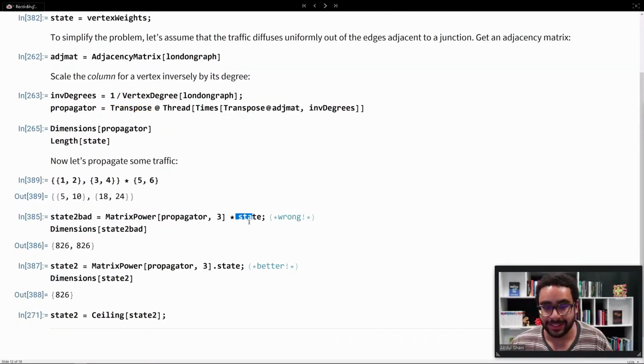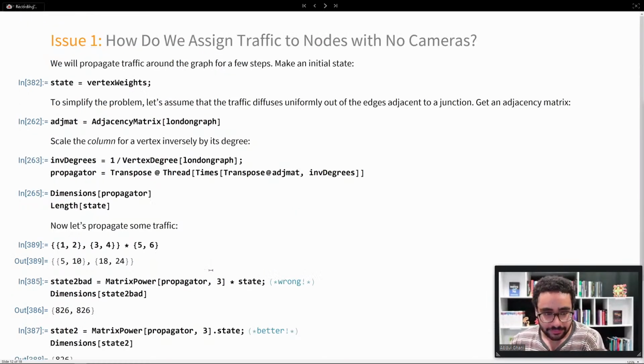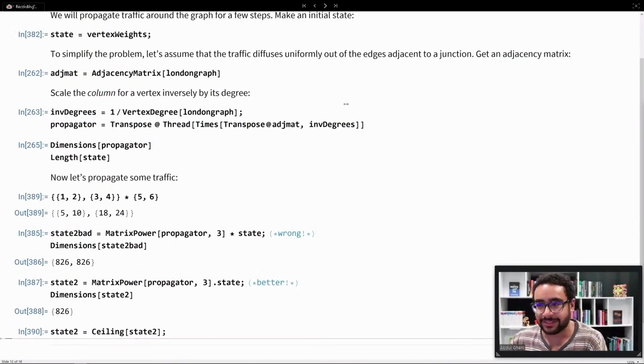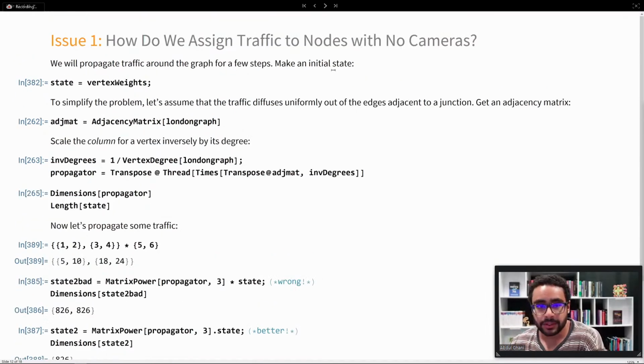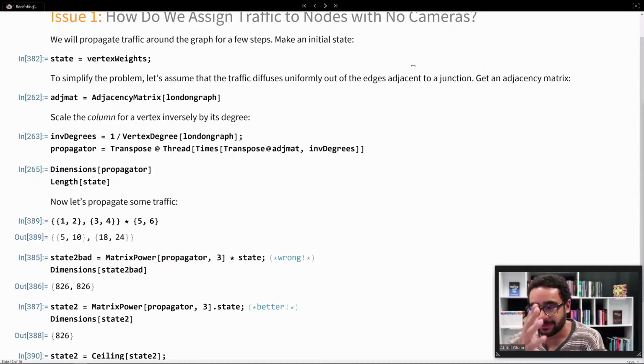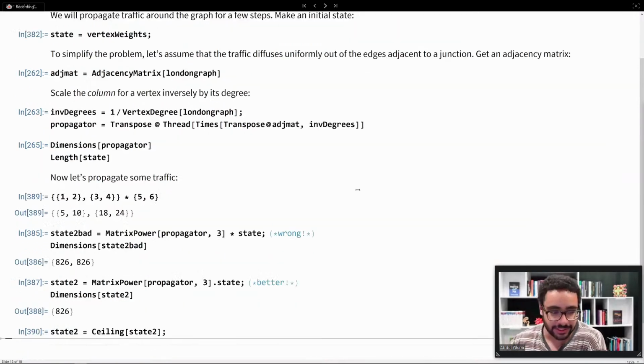But I didn't mean to do it here. So it's kind of like a dot product instead in Mathematica. That looks more like it. And then I just take the ceiling, and I claim we've solved our first issue with that. What we did is we simulated the motion of traffic a little bit around this graph, just to smush out the image and also to make up for lost time.